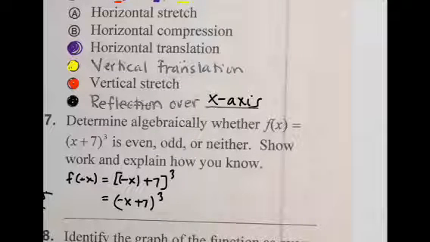To show algebraically whether a function is even, odd, or neither, you replace all the x's with negative x, and if you get the original function back, it's even. If you get the opposite of the original function back, it's an odd function. And if it's neither one, it's not completely the same or opposite, then it's neither. So this one, number 7, is neither, because this is not the opposite and this is not equal to the original either.